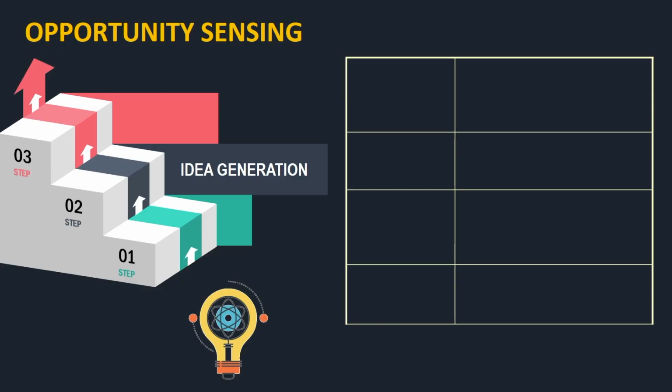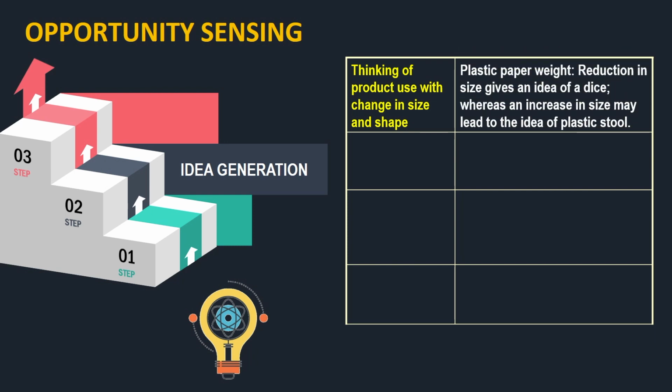A variety of video games are an example. It was all basically daydreaming, and from there we had video games. Then thinking of product use with change in size and shape. For example, take the case of a plastic paperweight. You reduce the size of it, it becomes a dice. You increase the size, it becomes a plastic stool.